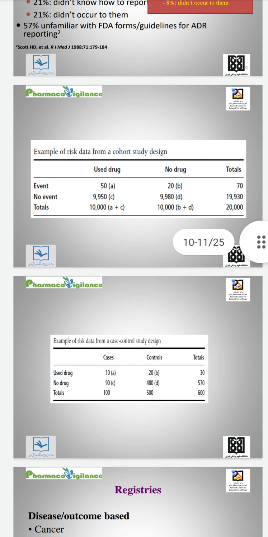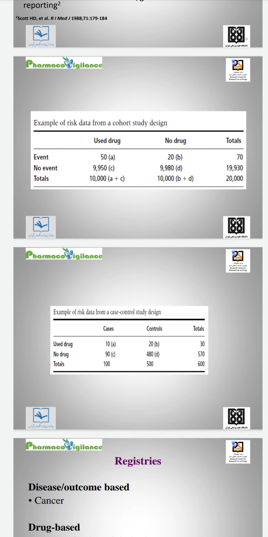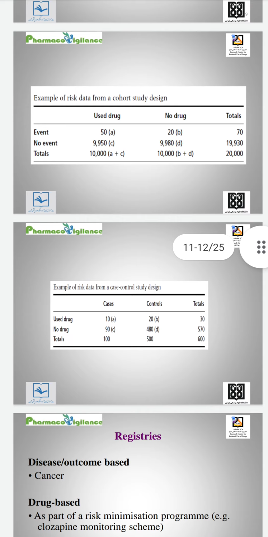We use this formula later. Another example of risk data from a case control study design: used drug cases is 10 (A), no drug cases is 90 (C), and A plus C is 100. Used drug controls is 20 (B), no drug controls is 480 (D), and B plus D is 500. Now the used drug total is 30, the no drug total is 570, and the total is 600.